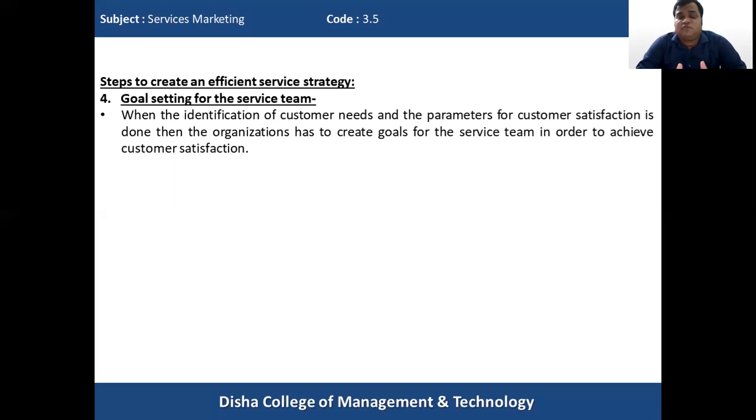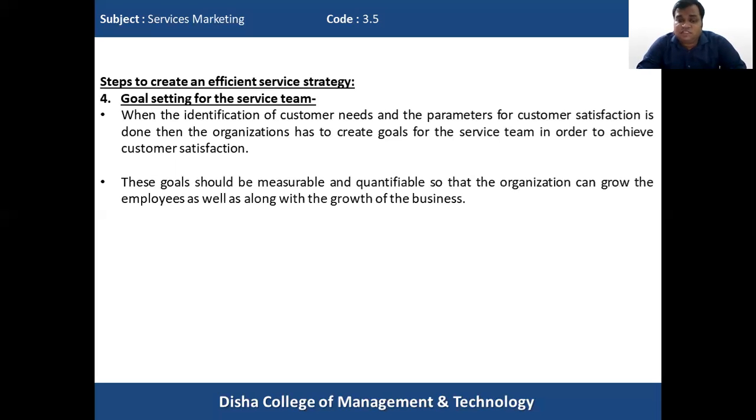So goal setting for the service team is the next point that is very, very important while crafting an efficient service strategy. These goals should be measurable and quantifiable. This is very, very important, because these goals should not be vague. You can put a number to them, so that the organization can grow the employees along with the growth of the business. As the organization grows, along with the employees, the business also grows. So whenever we are making goals for the service team, they should be quantifiable and measurable, so that it will be easier for the organization to grow the employees as well as the business.